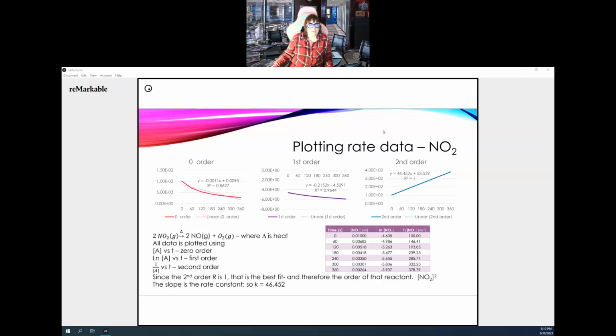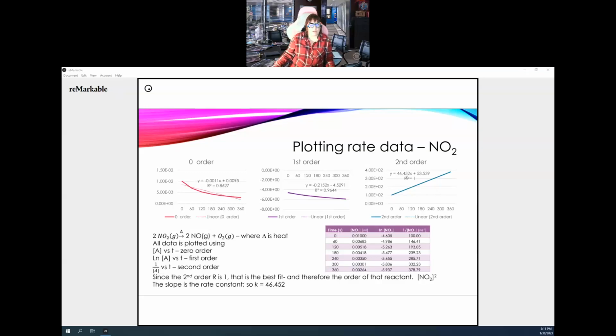All right. So what I've done here is I've got some data that I've plotted. And I see that one of these is a good line. If I look at my R squared value, that measures the deviation between the data points and this trend line that we put in here. An R squared of 0.86 is not great. An R squared of 0.96 is better, but an R squared of 1 is awesome. So I know that it's second order based on that. And I also know that the slope, the 46.452, is my k.